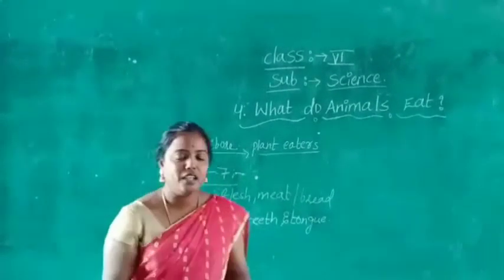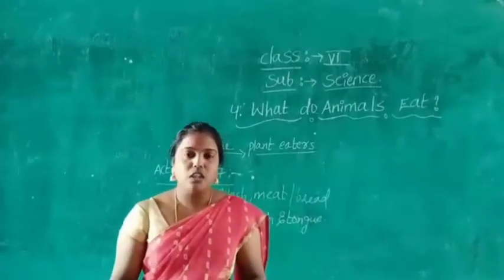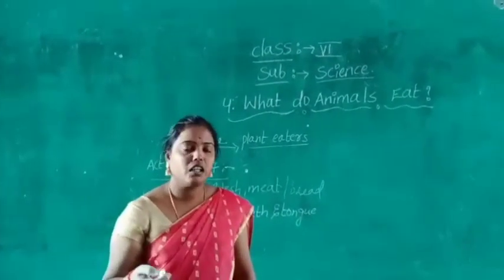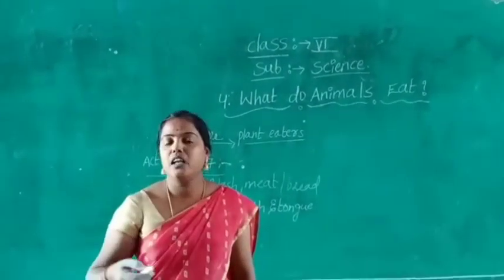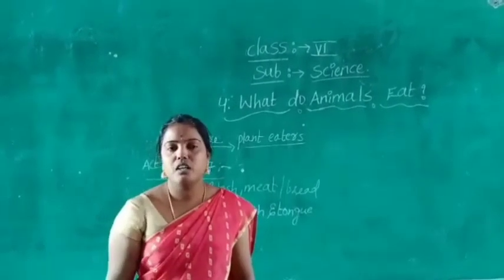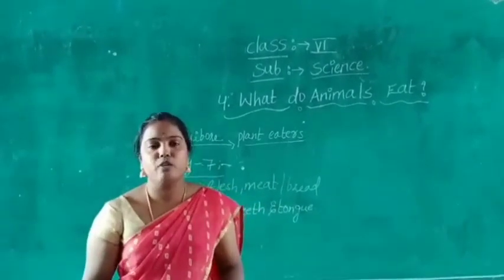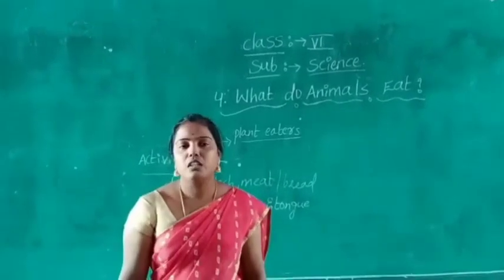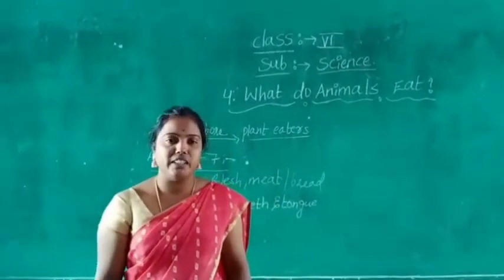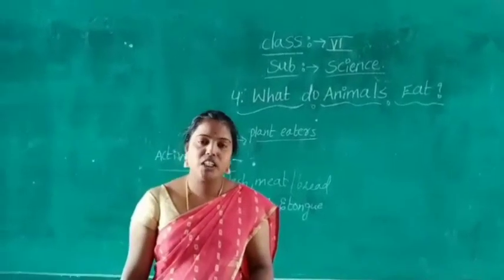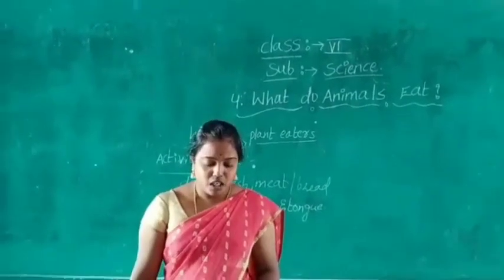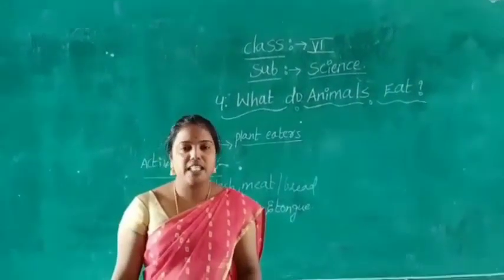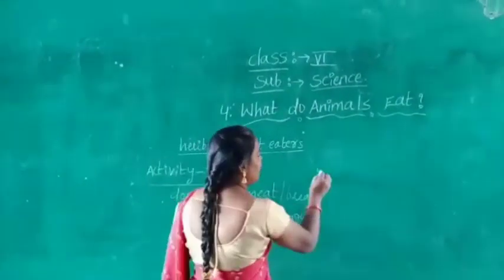Okay, so do you know, children, wild animals? Which animals kill and hunt other animals and eat those other animals? They are called wild animals. Children, mostly we observe the wild animals which are living in the forest. What are the examples of wild animals? Lion, fox, wolf, tiger, etc.